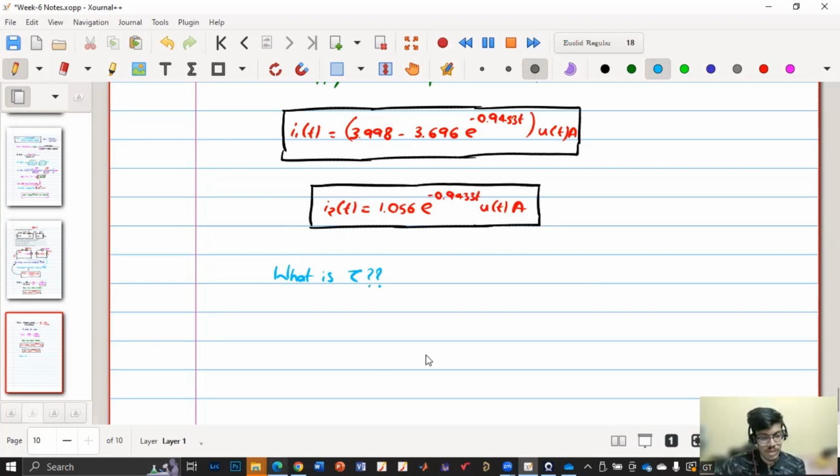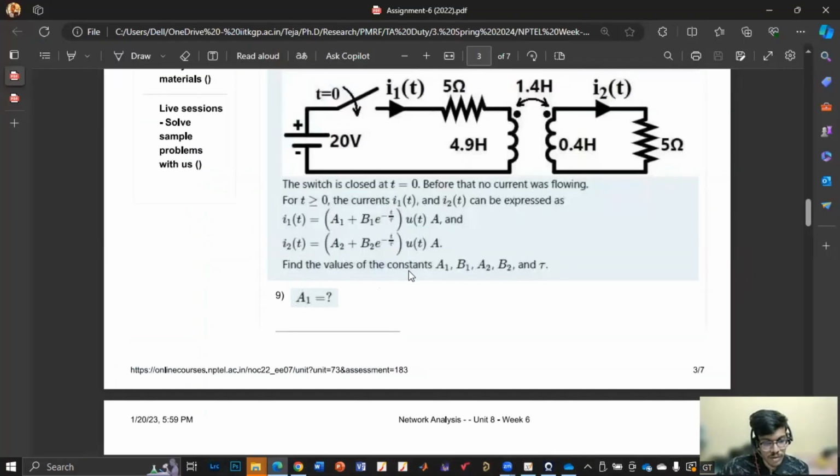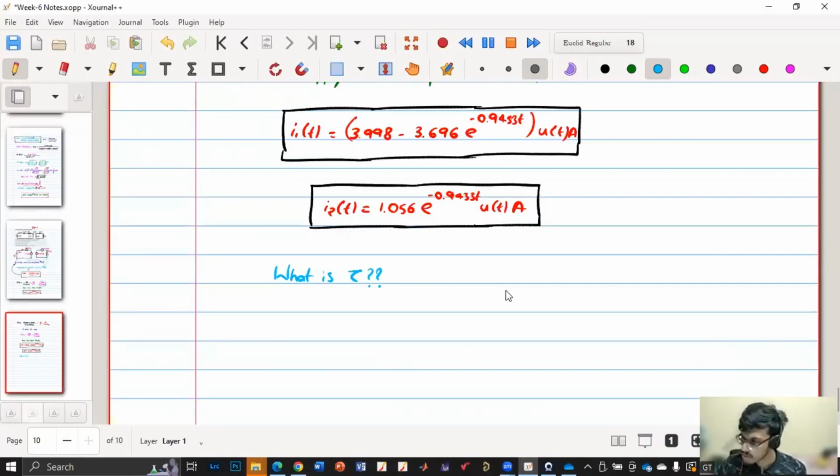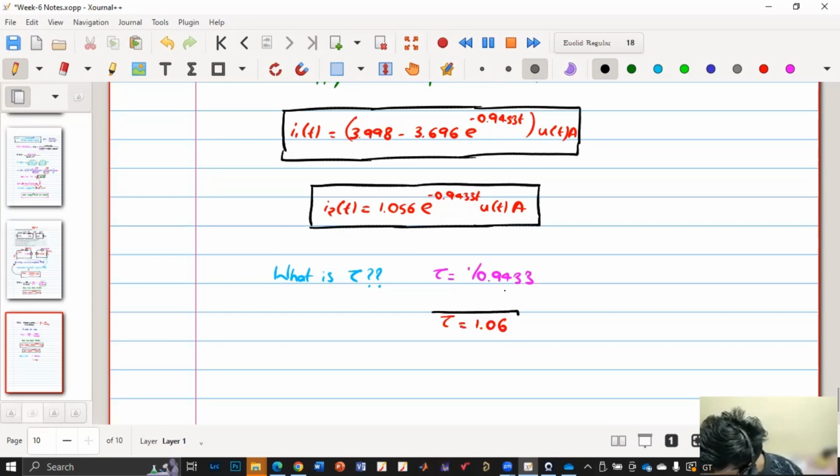So this is the question. Minus t by tau. So from there, what is tau? Inverse of this one, yes, 0.9433. Yes, you are right. So you can check and calculate. It is coming around 1.06. Yes, sir. So my tau is 1.06, and now I'll check the answer.